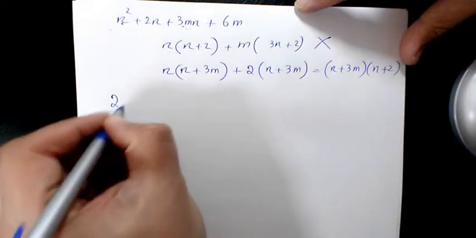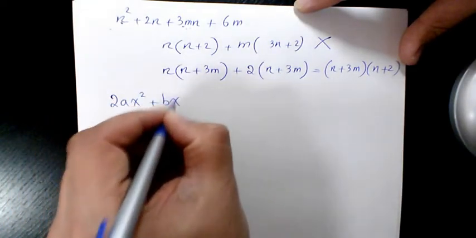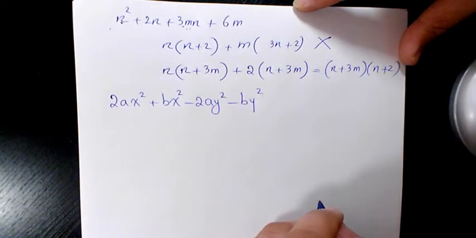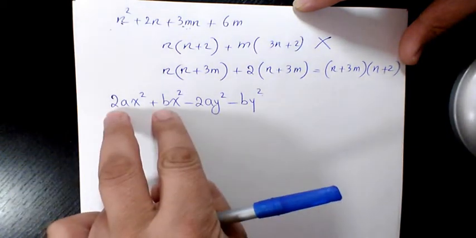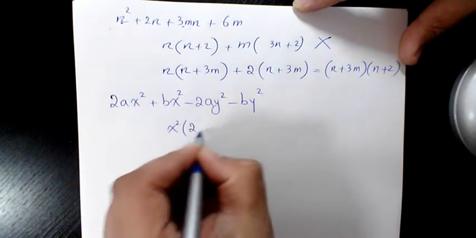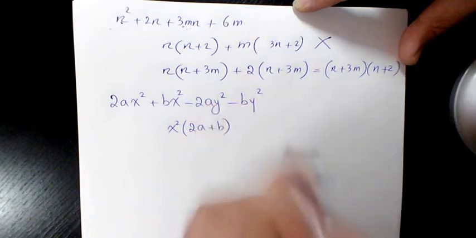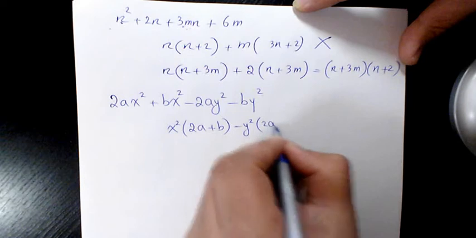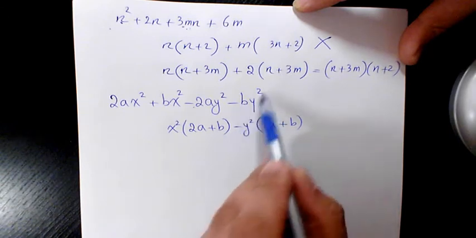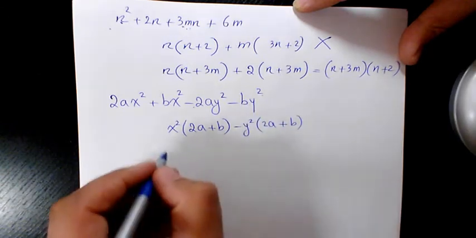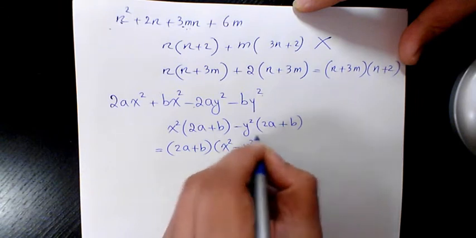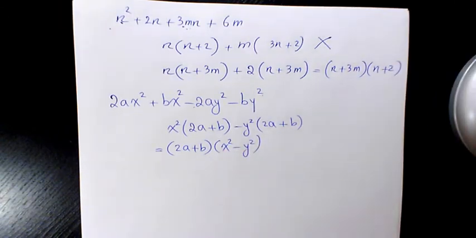Next one is 2ax squared plus bx squared minus 2ay squared minus by squared. So I'm going to group these two and then these two, see what happens. So I'm going to factor x squared from the first two terms. It's going to be 2a plus b. Then I'm going to factor negative y squared. It's going to be 2a plus b, because negative 2ay squared divided by negative y squared is going to be 2a. Negative by squared divided by negative y squared is going to be positive b. So that's going to give me 2a plus b times x squared minus y squared. This is going to be the final answer.